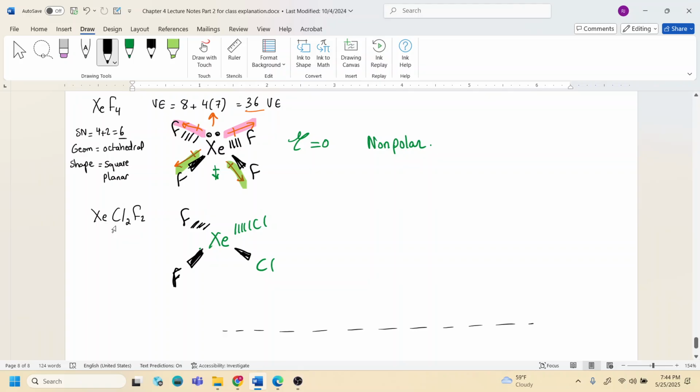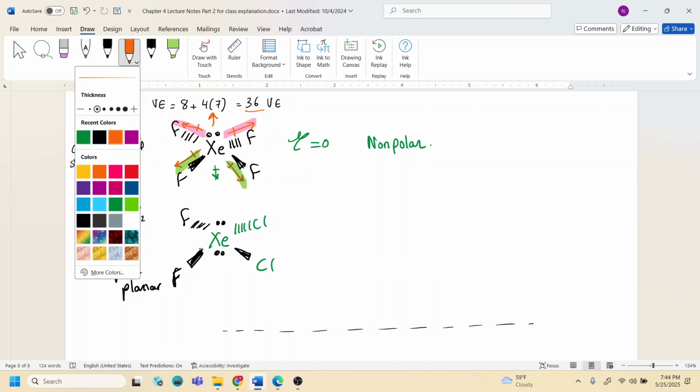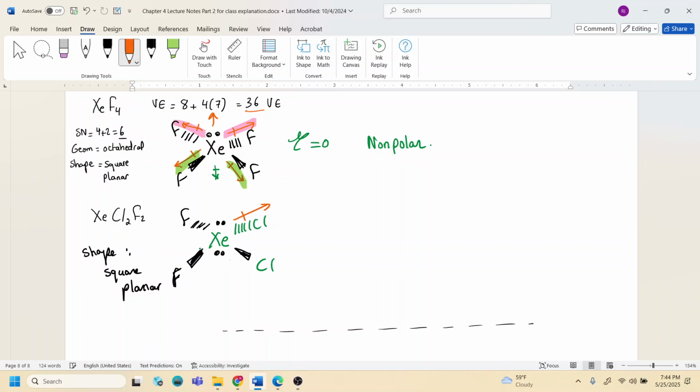Okay. I think I missed the two lone pairs, because the shape is going to be a square planar. This is the shape, it's a square planar. So if I draw it this way, then this is the direction of polarization. Chlorine is more electronegative than xenon. So for these two chlorines, the resultant is going this way.